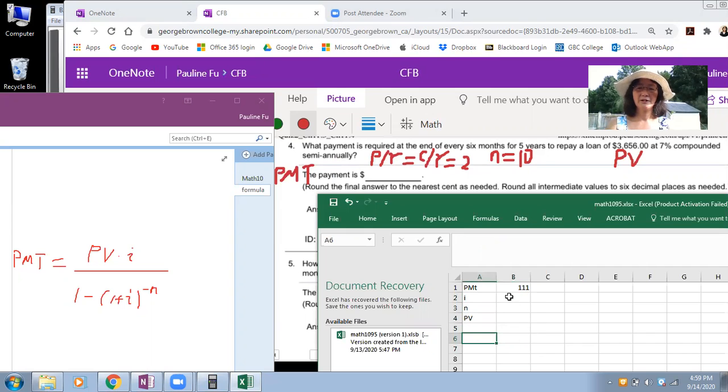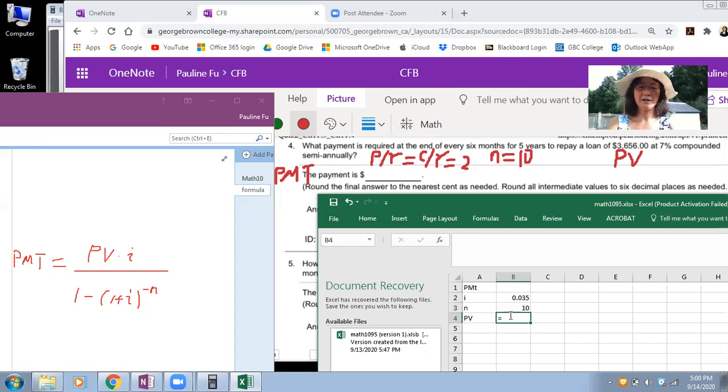Okay. So I is the interest. Interest is 7% compounded semi-annually. So 7% divided by 2, that is the interest, okay? The PMT I need to calculate. And then what is N? N is 5 times 2, okay? 5 years, every year you make 2 payments, that is N.